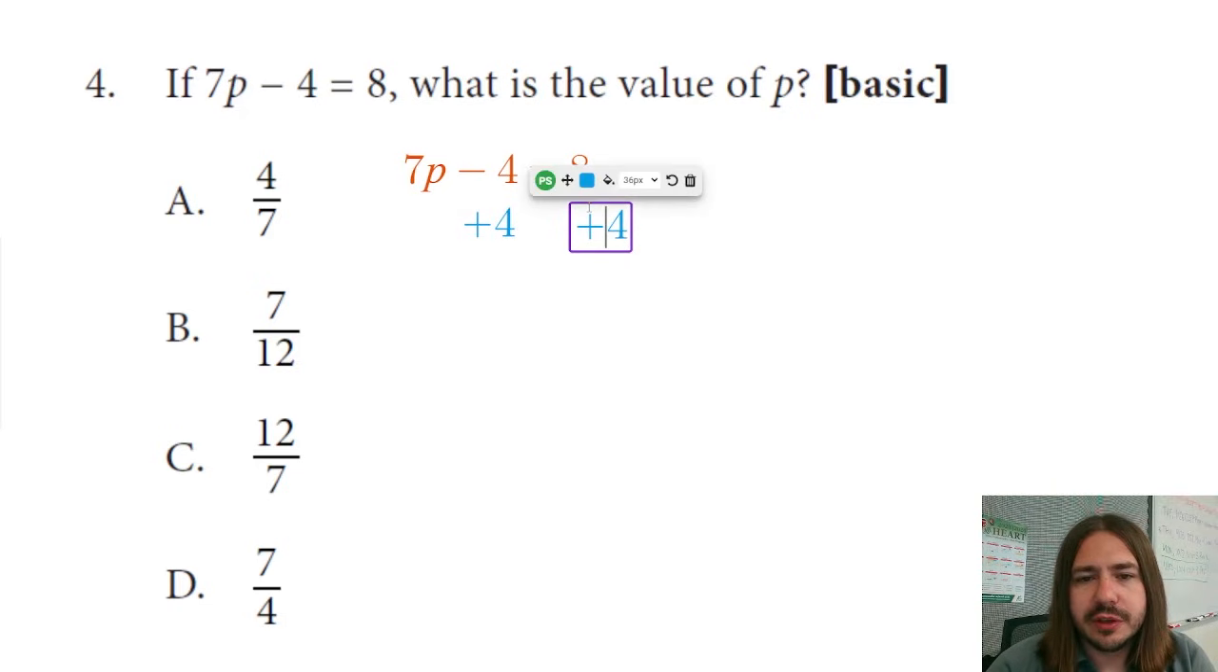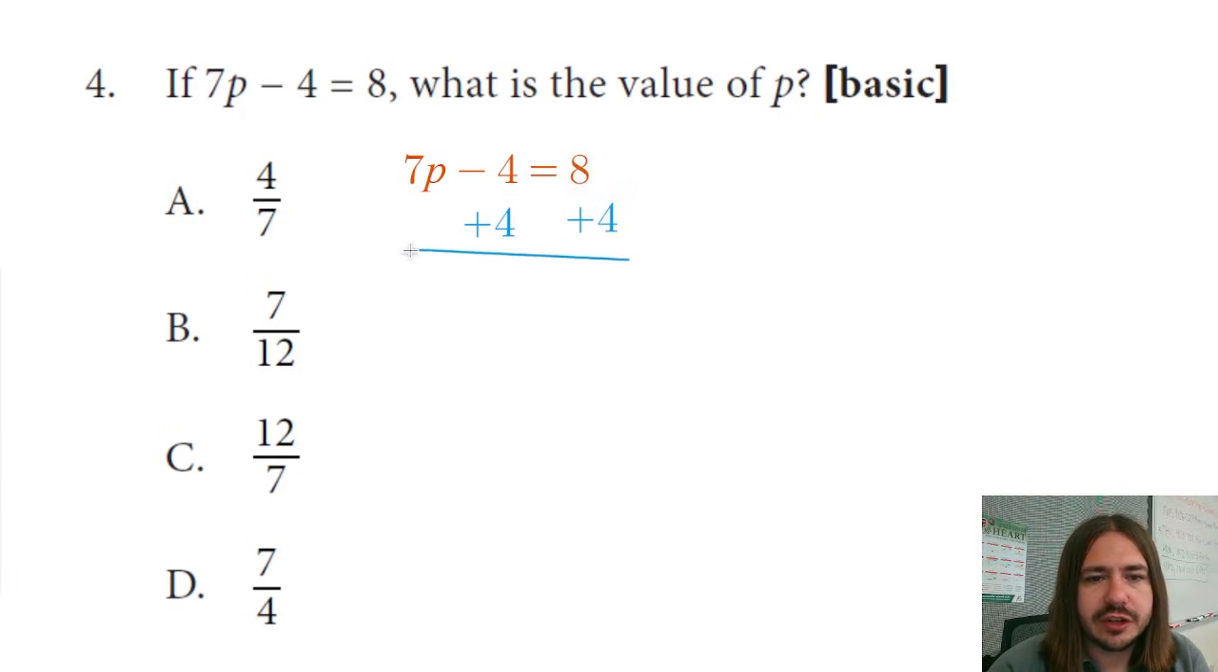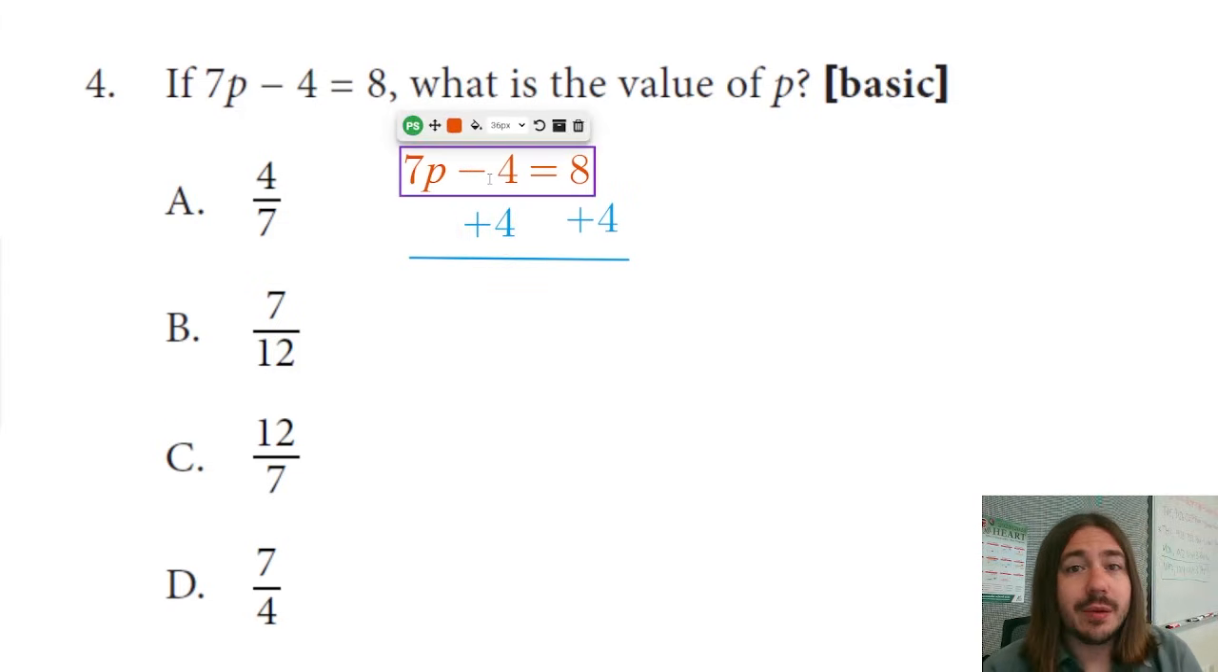Ultimately, what we're trying to do here is isolate p. So any numbers that we see on the same side of the equation as p need to be dealt with. We need to get rid of this -4. So to get rid of this -4, we're going to add 4, and our addition property of equality says that if we add something to one side, we have to do it to the other.